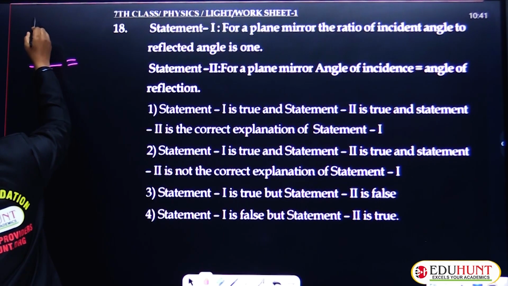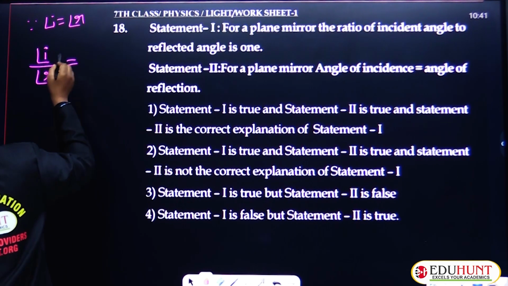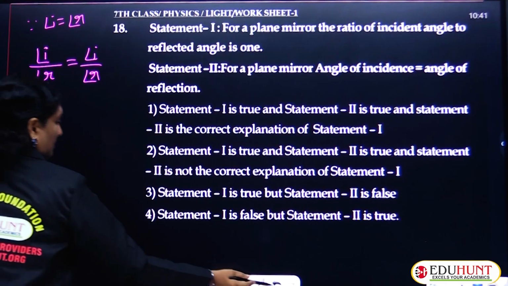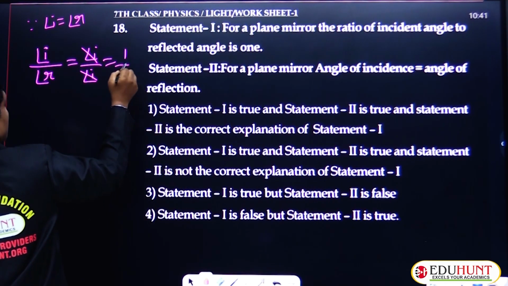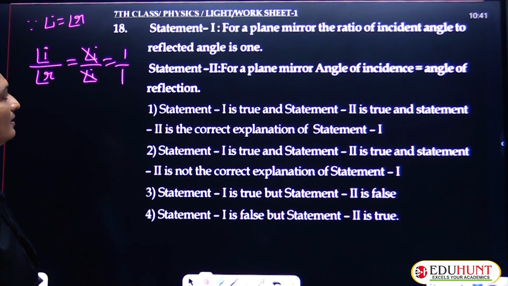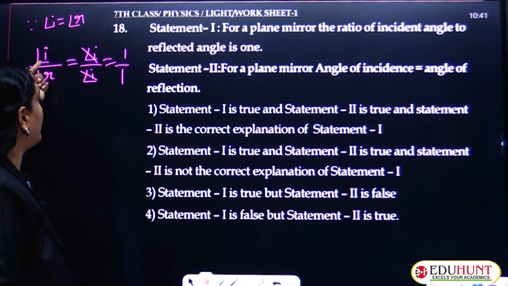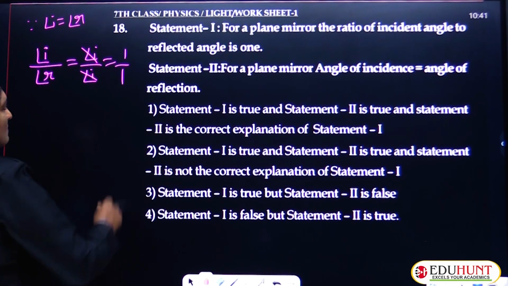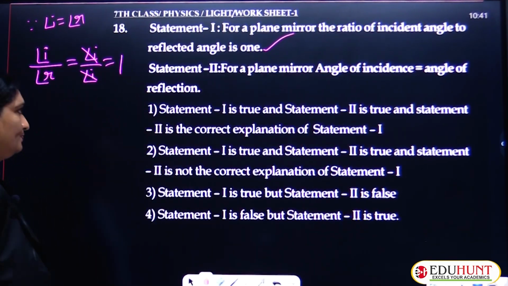We know that angle i is equal to angle r. So, when these two are equal, we can replace one with the other. So, r can also be replaced with i. So, what is that equal to? 1 upon 1. For a plane mirror, the ratio of incident angle to the reflected angle, because the values are the same, we will be getting 1 upon 1 or simply 1. So, the first statement is true.